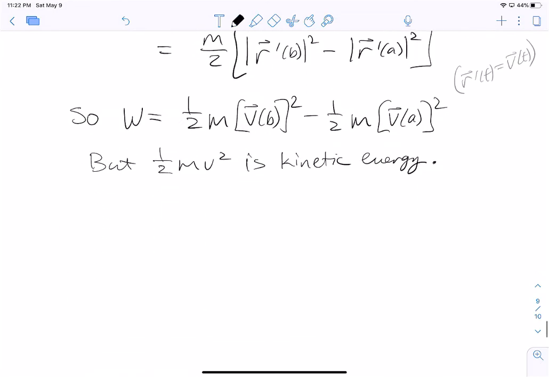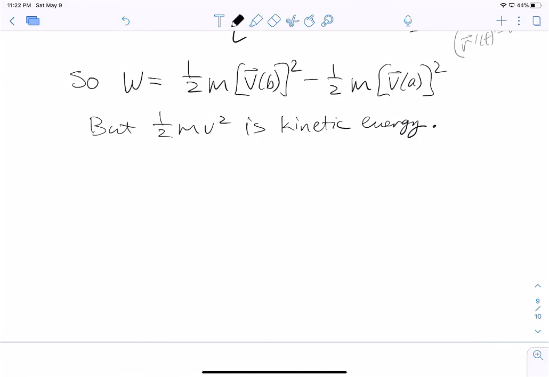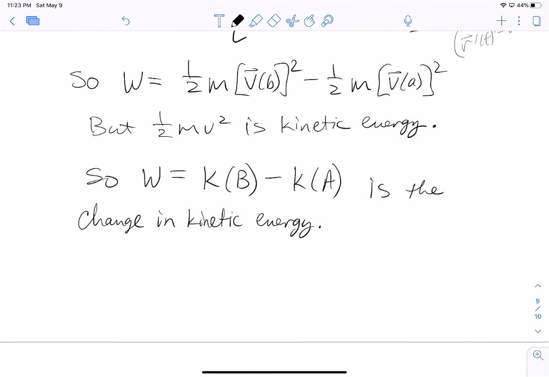But physicists will tell us that 1/2 mv squared is kinetic energy. So the work is equal to the kinetic energy at point B, that would be the terminal point, minus the kinetic energy at point A, that would be the initial point. And so work is the change in kinetic energy. Now we're going to come back to that expression in a bit. But first we're going to shift gears just a little bit here.